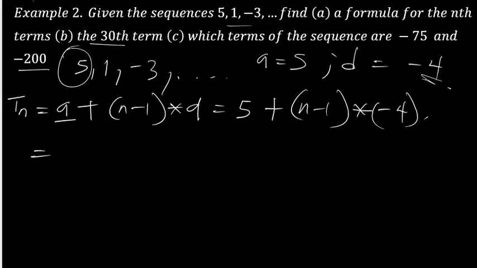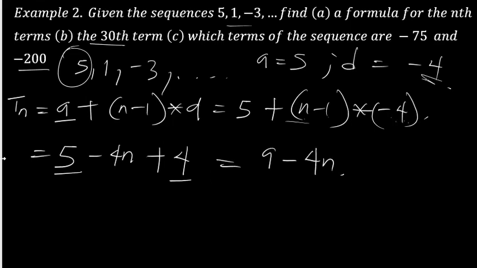So to open up this bracket, we have 5. Now minus 4 times n will give you minus 4n. Minus 1 times minus 4 will give you plus 4. So this plus 5 will give you 9 minus 4n. Now we've gotten the function of that sequence, which is the formula of the nth term.